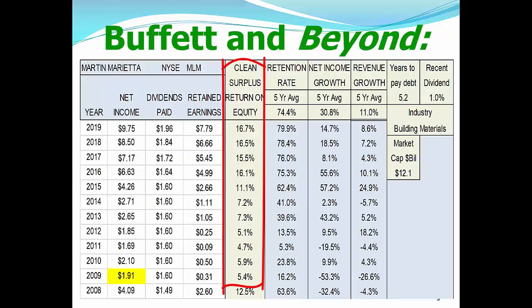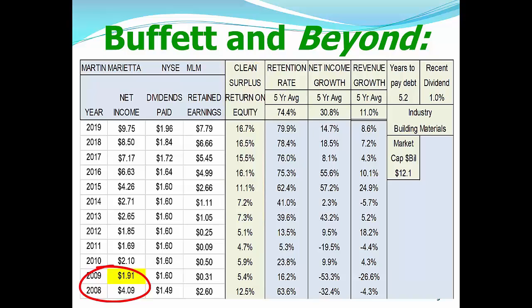So looking at the clean surplus return on equity for this stock, we can see it's about half that of TREX. However, it's still above the average stock in the S&P 500, with the average stock with about a 13.5% clean surplus return on equity. And remember, the clean surplus return on equity is totally different than the accounting return on equity. So keep that in mind, folks. So the clean surplus return on equity is going up, and we go back to 2009, which we like to look at, and this stock had a net income of $1.91, down from $4 the previous year. So again, we're talking about a cyclical stock. Now, when we look at the dividend, it's paying a slight dividend of 1%, but years to pay debt.